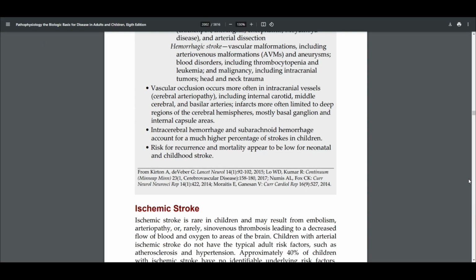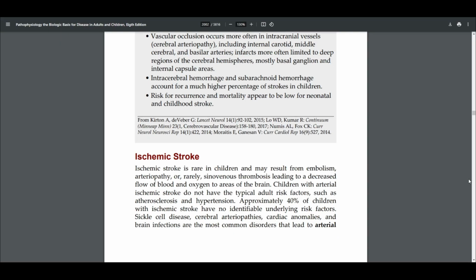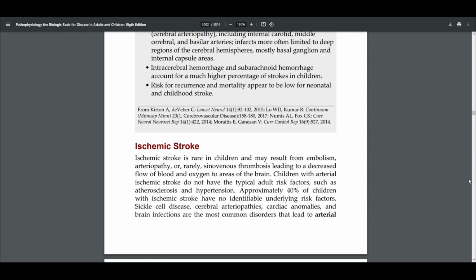Ischemic stroke. Ischemic stroke is rare in children and may result from embolism, arteriopathy, or rarely sinovenous thrombosis, leading to a decreased flow of blood and oxygen to areas of the brain. Children with arterial ischemic stroke do not have the typical adult risk factors, such as atherosclerosis or hypertension. Roughly 40% of children with an ischemic stroke have no identifiable underlying risk factors.